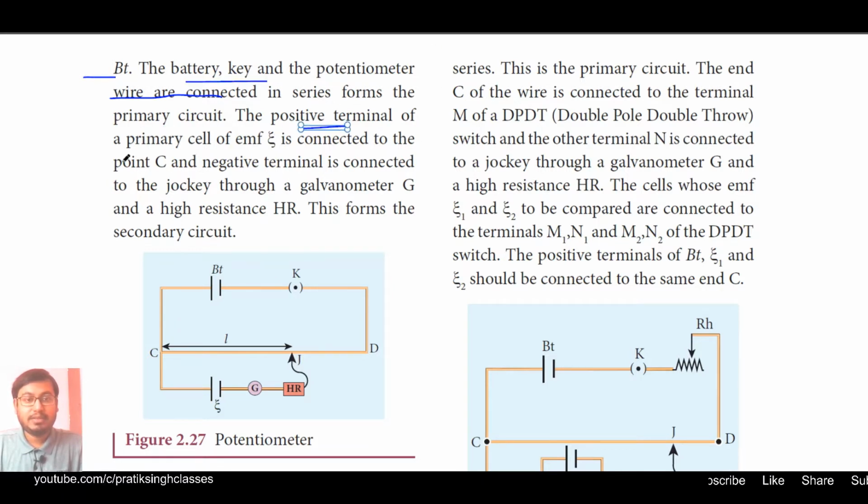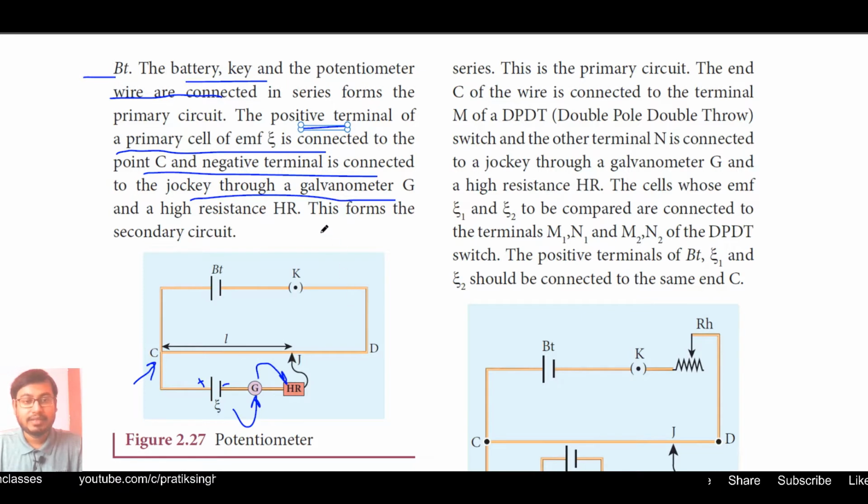The positive terminal of the primary cell of EMF Xi is connected to the point C, and the negative terminal is connected to the jockey through the galvanometer G. As you can see here, the positive terminal is connected to this terminal C, and the negative terminal is connected to this galvanometer G. Again, this galvanometer is connected in series with this high resistance. This forms the secondary circuit. So this here is your primary circuit and this here is your secondary circuit.